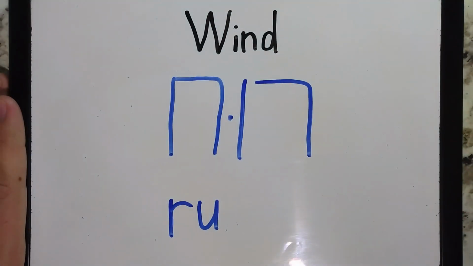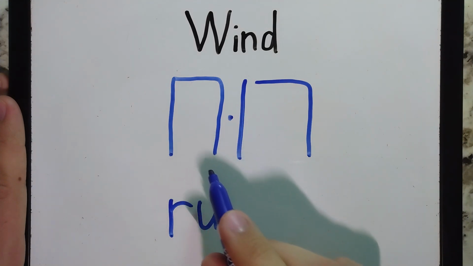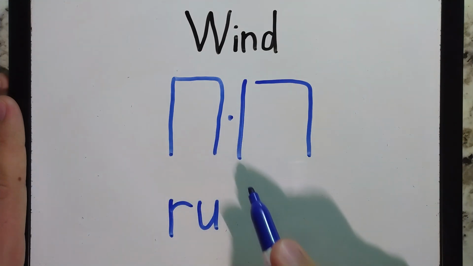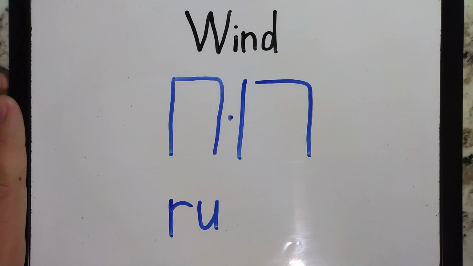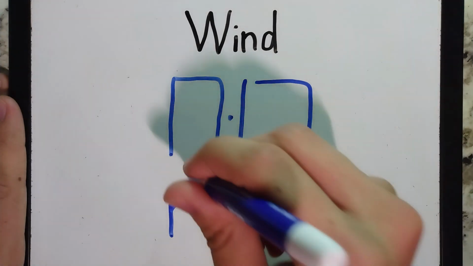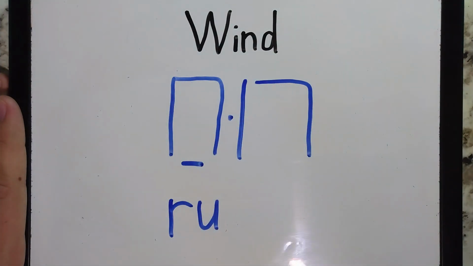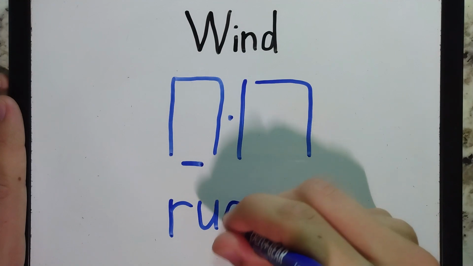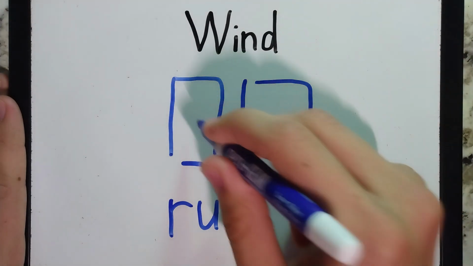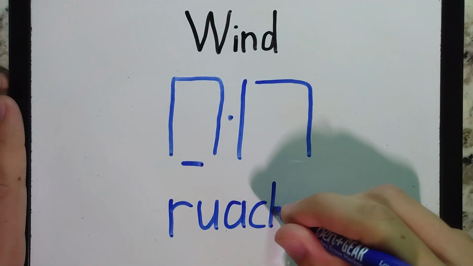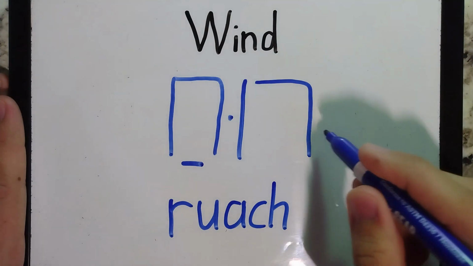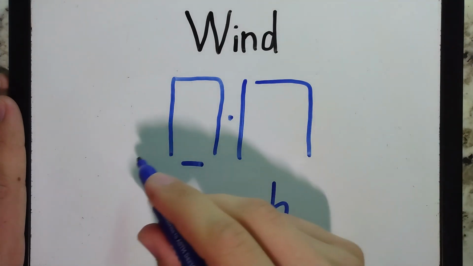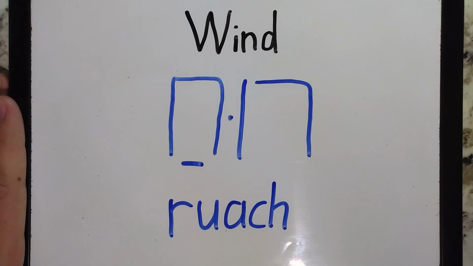Now, remember that when Chet is at the end of a word, the last vowel before it cannot be a vowel that is not an A sound. When that happens, we have to put a patach under the Chet, which makes its sound before the Chet's. So this is pronounced with the A from the patach first, and then the Chet's guttural ch sound. So this word is ruach, which means wind or spirit.